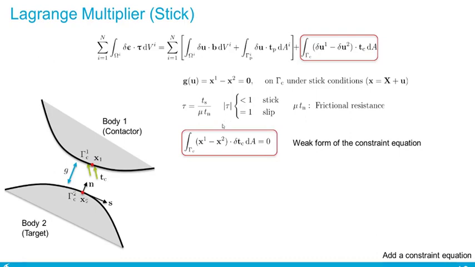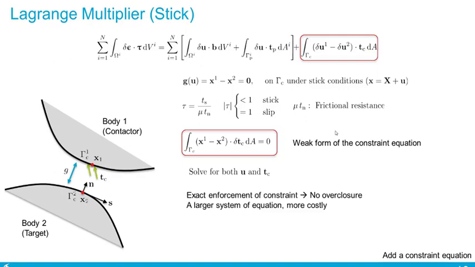Now we have two equations after minimizing the constraint functional using Lagrange multiplier method. The first equation is our usual weak form, which is the principle of virtual work. The second equation is the weak form of the constraint equation. And eventually, we solve for both u and tc, because both of them are independent unknowns. And they both need to be interpolated, and eventually we can arrive at the system equation and solve for them simultaneously. And in this method, the constraint is exactly enforced.